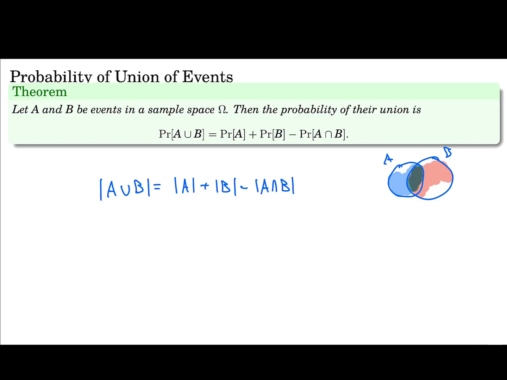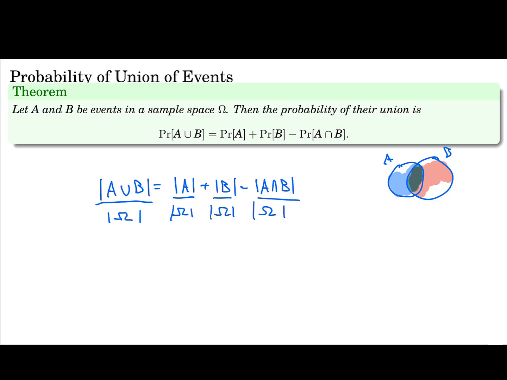And then, of course, if you divide on both sides by the cardinality of the sample space, then you get exactly this expression here. So this is the probability of A union B, this is the probability of A, this is the probability of B, and this is the probability of A intersection B.